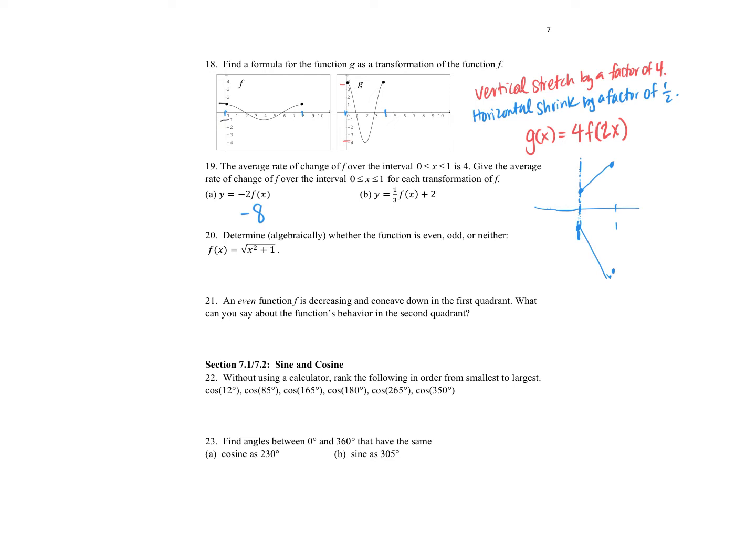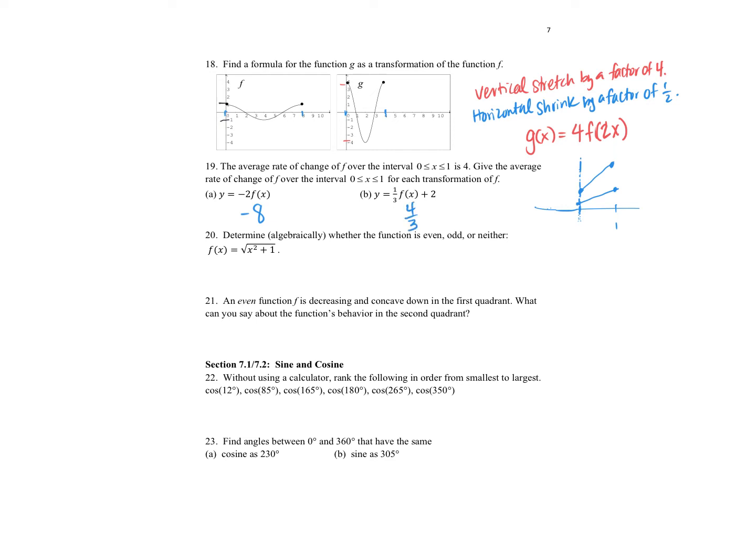Okay, and then here, my average rate of change is 4, but then I want to do this transformation where I multiply that by 1/3. So that's just going to shrink it by a factor of 1/3. So the slope of that is going to be 4/3.